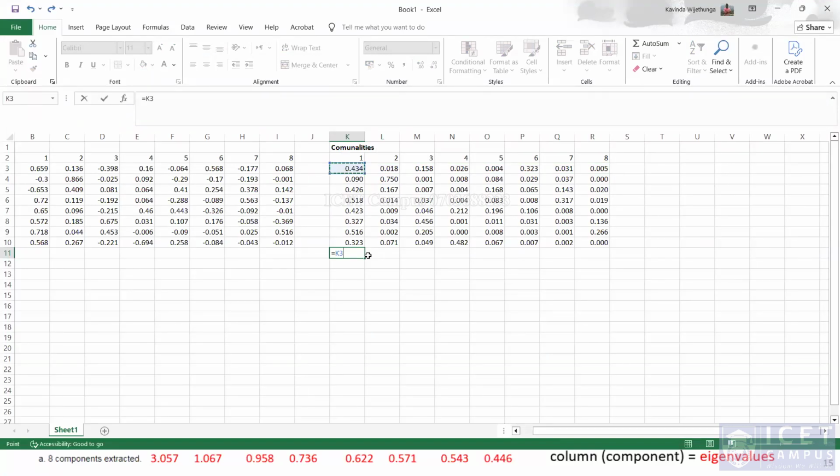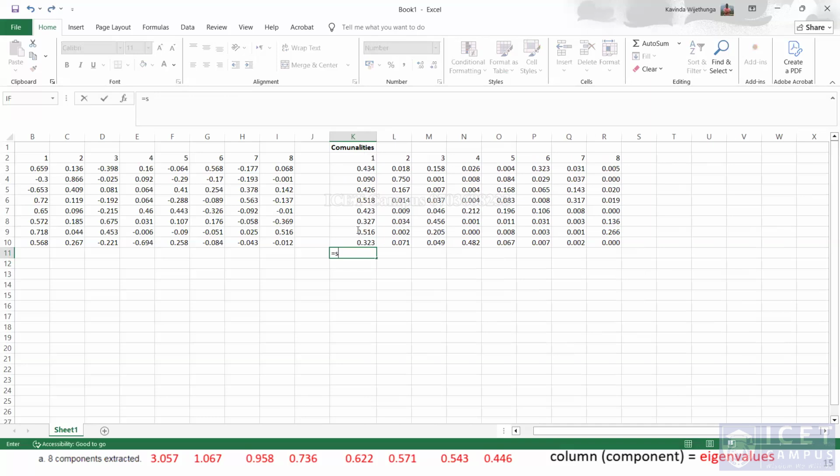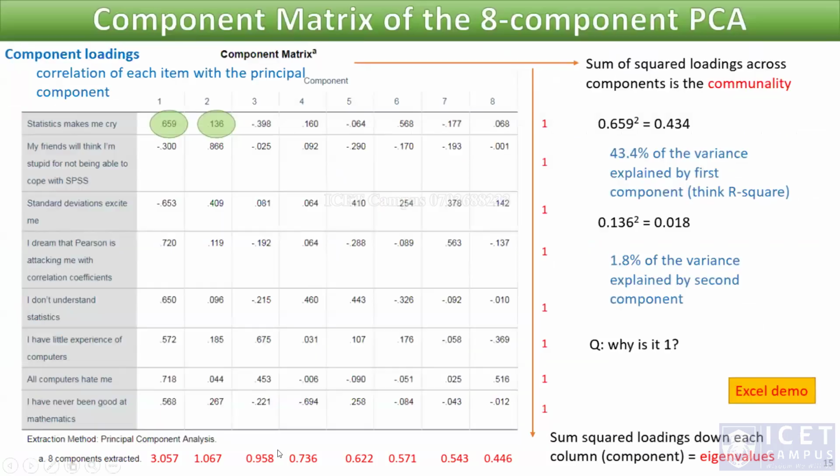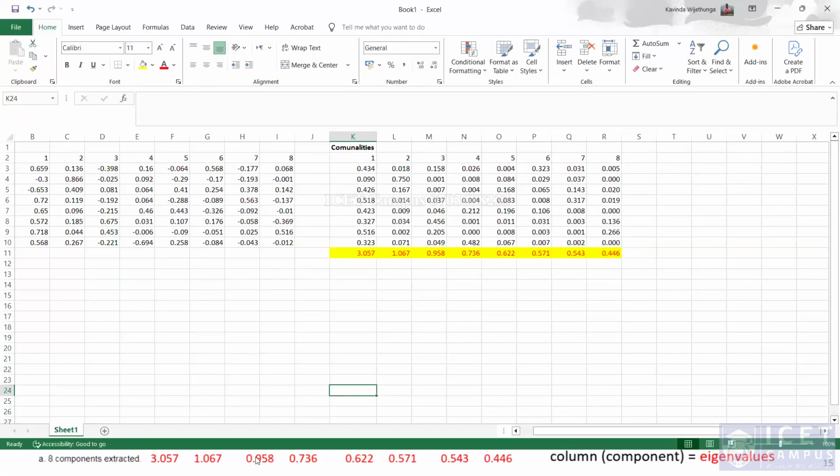Yeah, that is 3.057, then 1.067, 0.958. Is it clear now? Yes, it is clear now. Thank you. So these are what we call the eigenvalues. These eigenvalues are given directly in this output. So this is how we can calculate those eigenvalues.